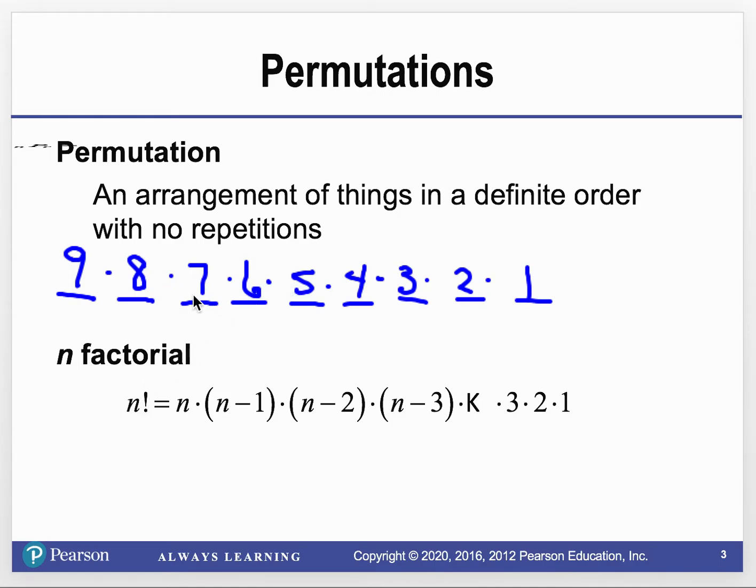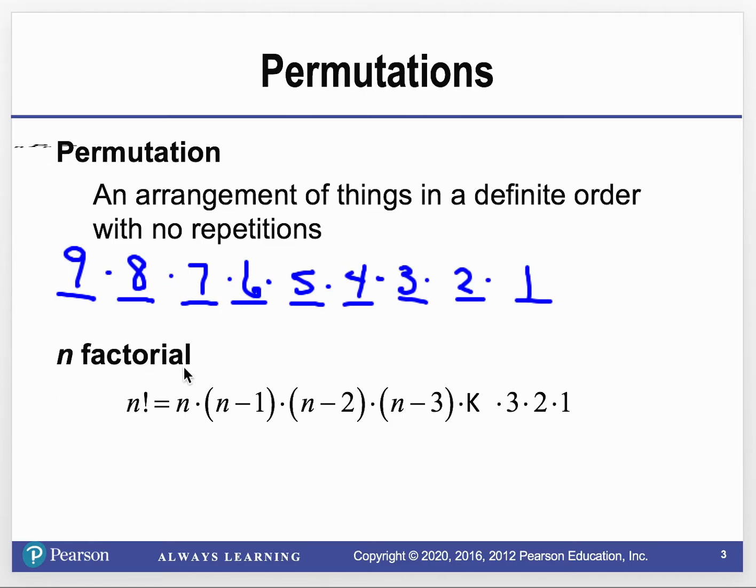Now, if we have something that goes down by 1 and is multiplied and goes all the way to 1, we've got a shortcut for that. I could type this in my calculator, 9 times 8 times 7 times 6. What if there were 24 of us in this class? Do we really want to type in 24 times 23 times 22, and so on? So we have a shortcut for that.